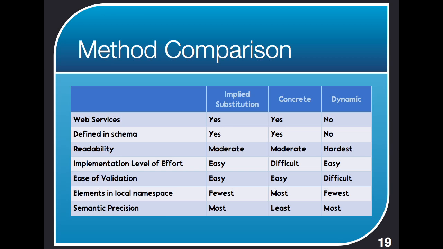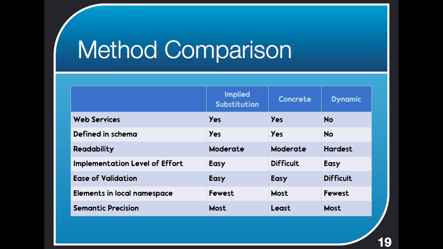Ease of validation. Implied substitution groups and concrete type extension are both easy to validate because, again, everything's defined in schema. Dynamic type substitution, a lot more difficult because you're not exactly sure what's going to happen in the instance document. How many elements in the local namespace? How many elements do you need to make? Well, implied substitution group and dynamic type substitution have the fewest number, and actually dynamic type substitution has just 1 less than implied substitution, whereas concrete extension can have a lot of new elements in the local namespace.